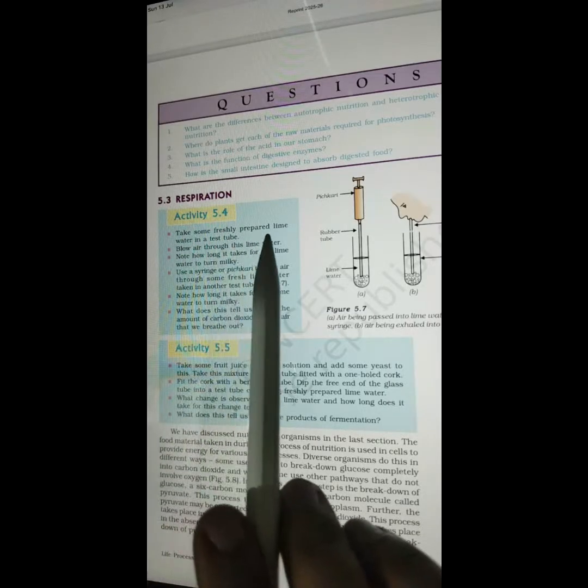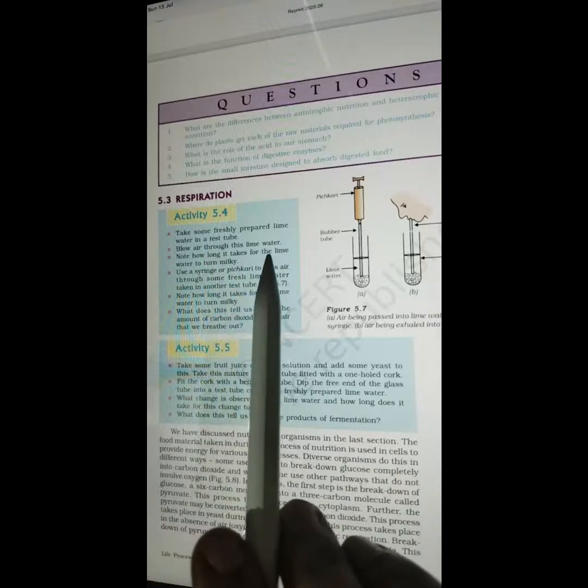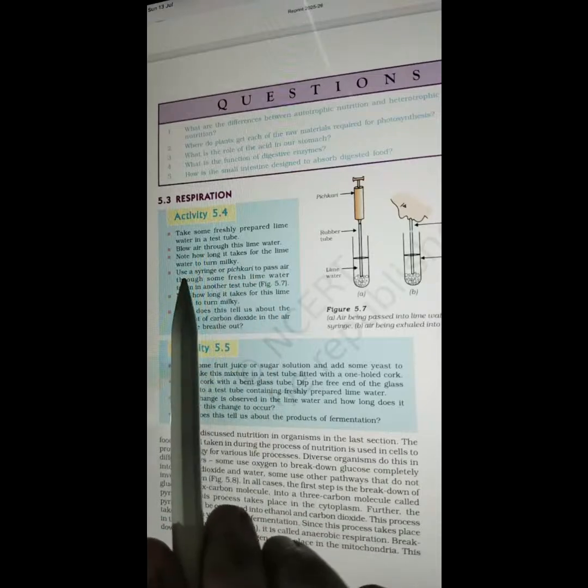Activity 5.4. Take some freshly prepared lime water in a test tube. Blow air through this lime water. Note how long it takes for the lime water to turn milky. Use a syringe or a pitchkari to pass air through the fresh lime water taken in another test tube, as shown in figure 5.7. Note how long it takes for this lime water to turn milky. How does this tell us about the amount of carbon dioxide in the air that we breathe out?